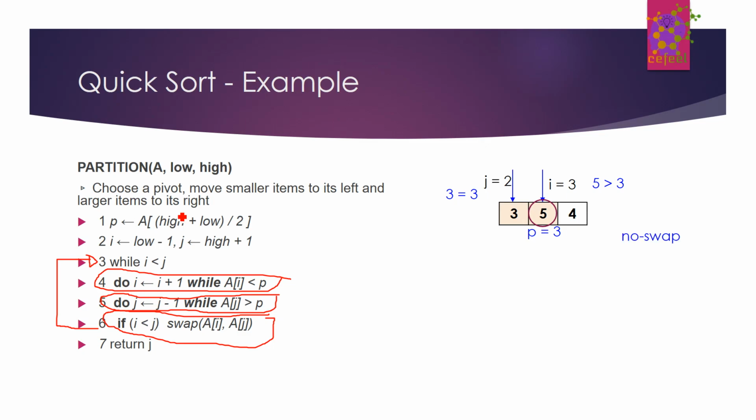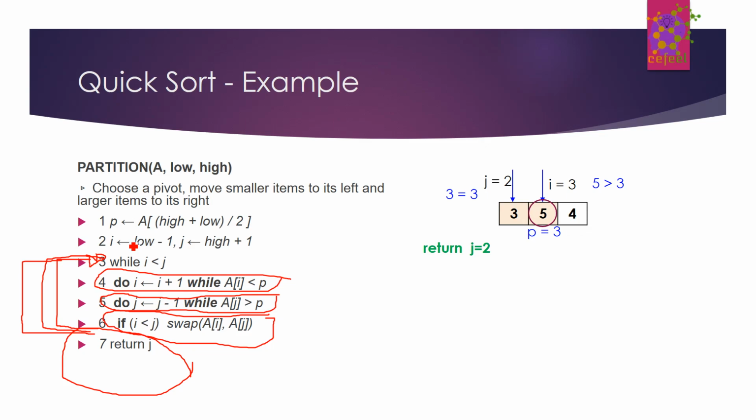So there will be no swap, and we go back to step 3, the outer while loop. In the outer while loop we again check if i is less than j. i is not less than j, they have crossed because i is 3, j is 2, which means we now exit the outer while loop, and we run the last statement, which is return j. So we return j equals 2 as a result of the call to this partition procedure. So j is returned as 2.